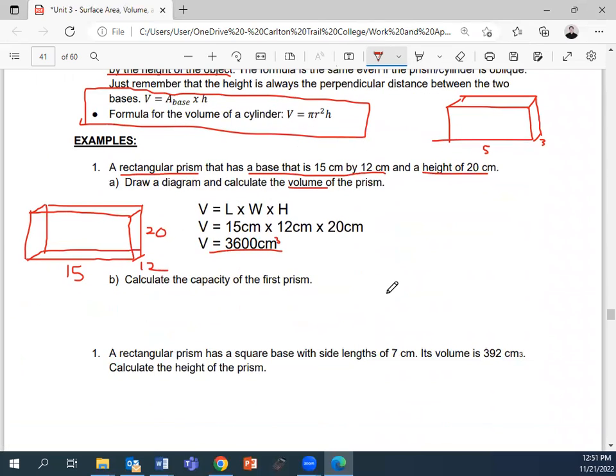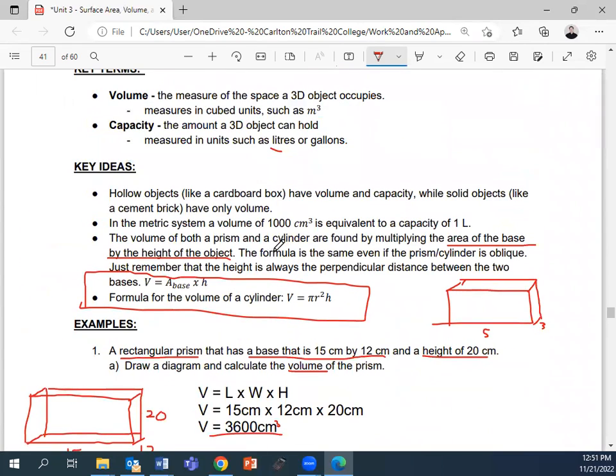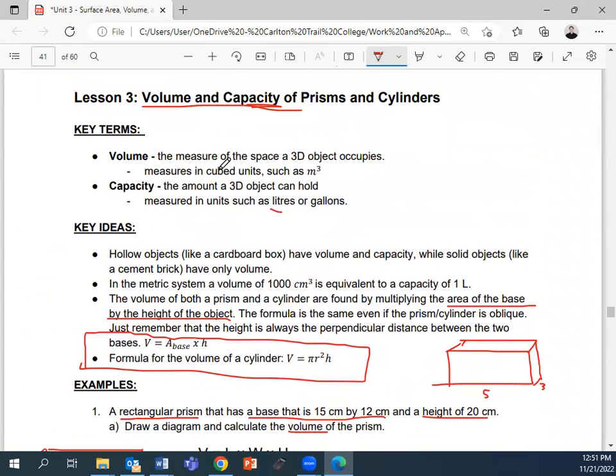So the next thing that it asks here is it would want us to find the capacity of this prism, right? So this is the volume. Remember, the volume is how much stuff you can fit in that. It's the measure of the space.